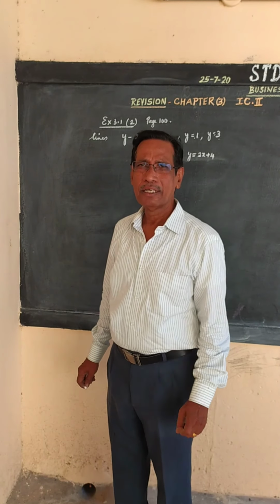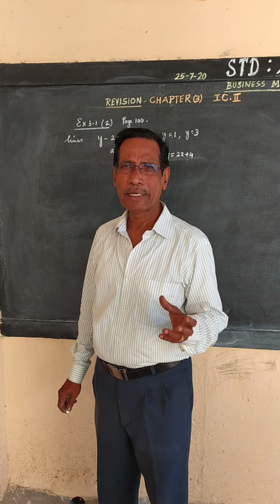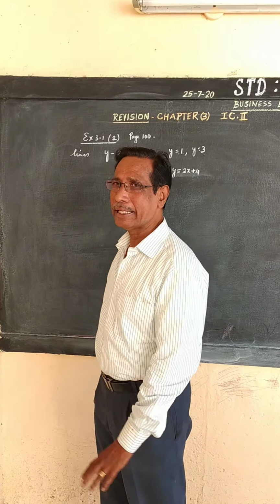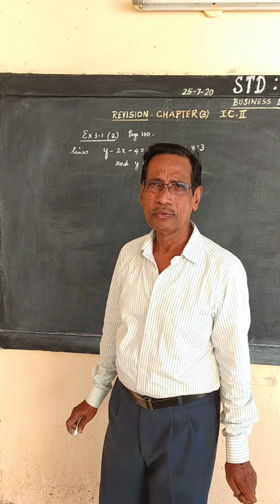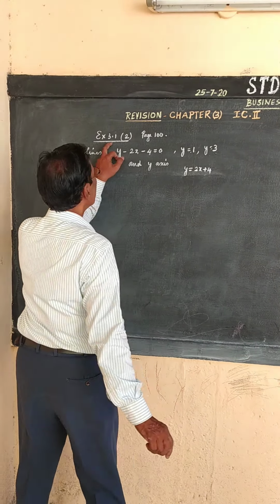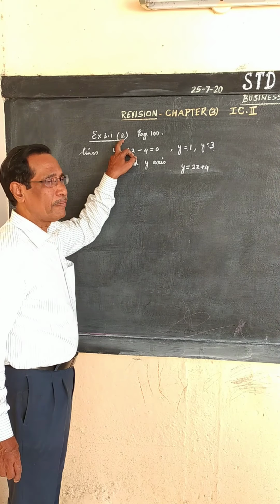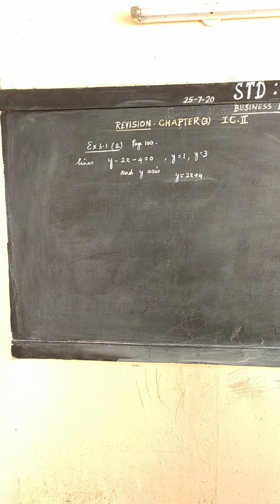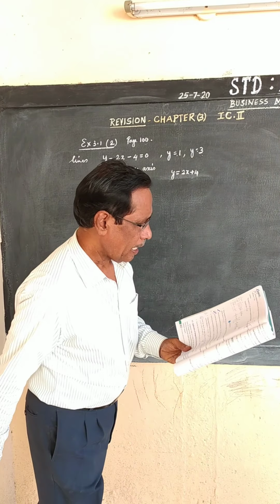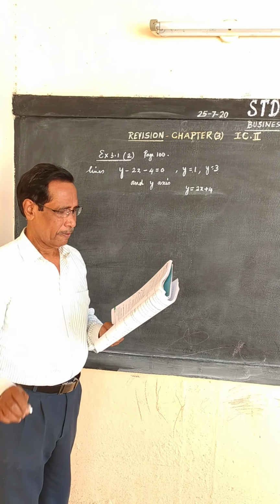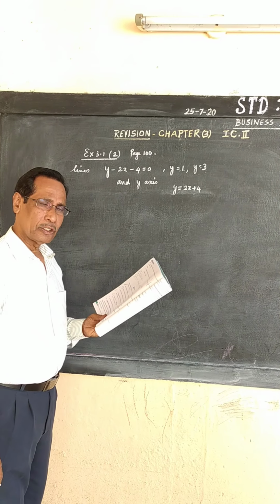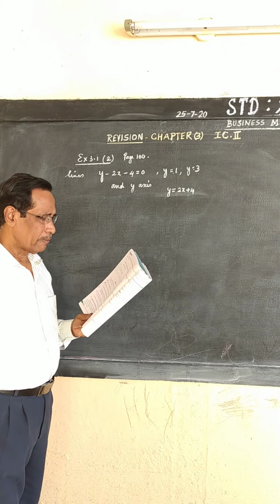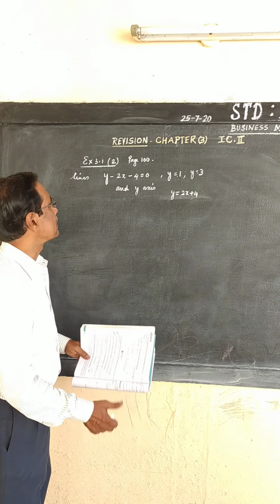Good morning, students. Today we are going to do some revision problems from chapter 3, Integral Calculus 2. Now from exercise 3.1, second problem, page number 100. Find the area bounded by the lines y minus 2x minus 4 is equal to 0, y is equal to 1, y is equal to 3 and the y axis.